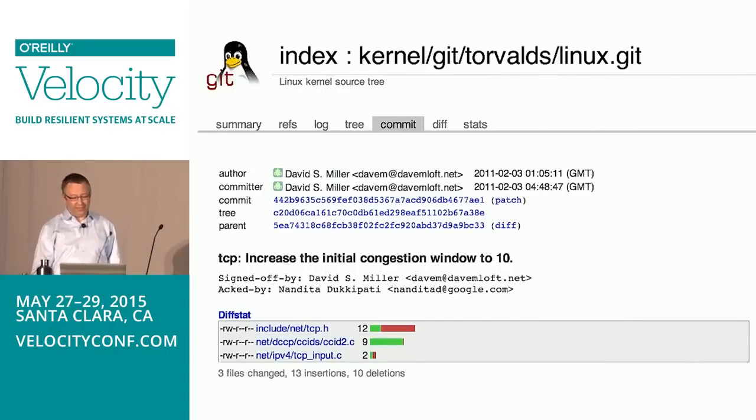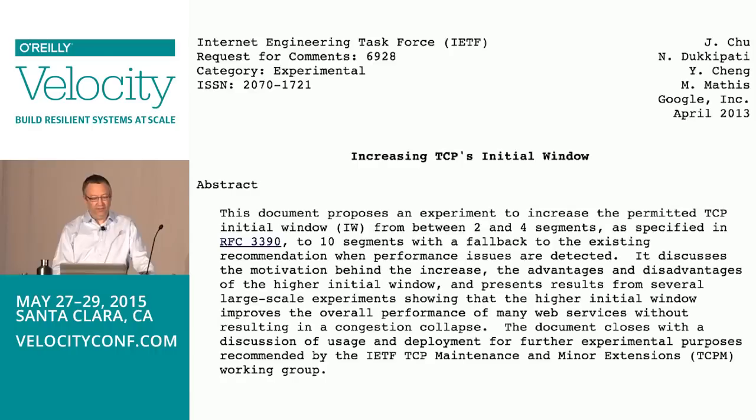In February of 2011, a patch was merged into the Linux kernel to set the initial congestion window to 10, and that change was released in Linux 2.6.38 in March of 2011. And finally, in April of 2013, the IETF published RFC 6928, blessing an initial congestion window of 10 as an experimental change. And this is pretty much the end of the story for now, right? Most of the internet is currently using an initial window of 10 with no ill effects.